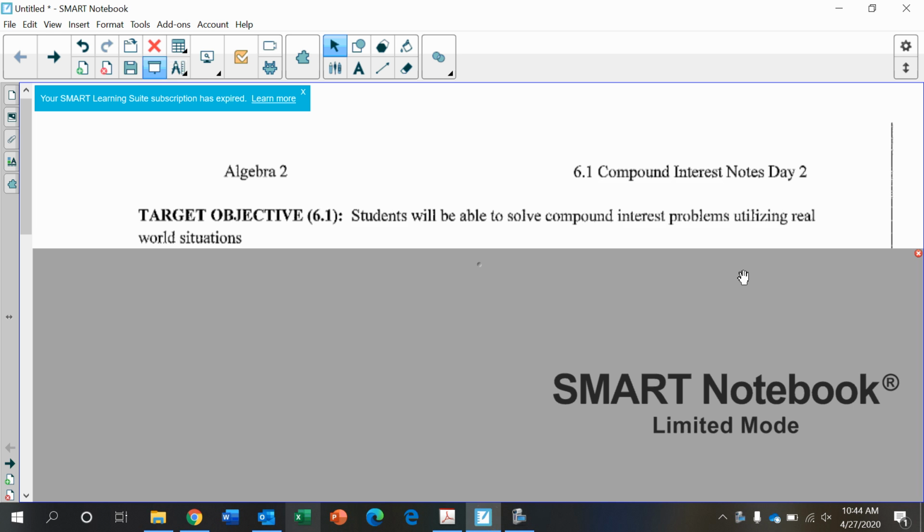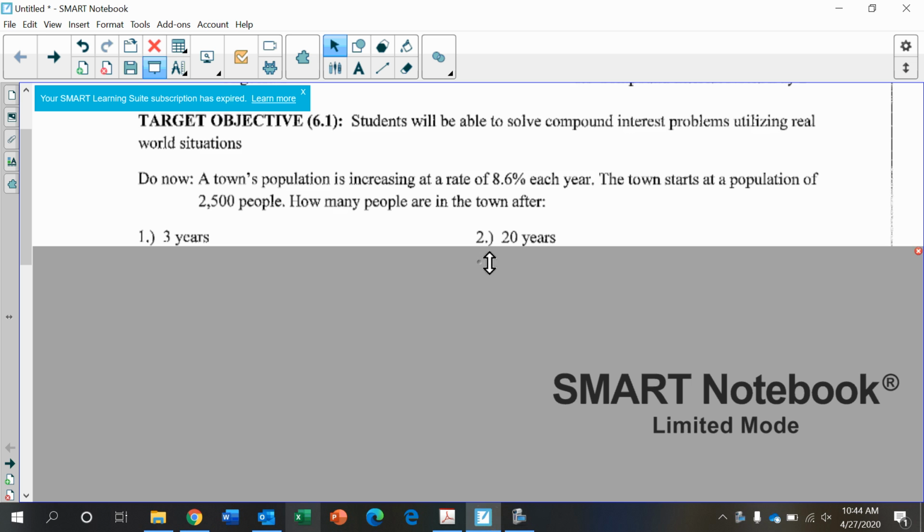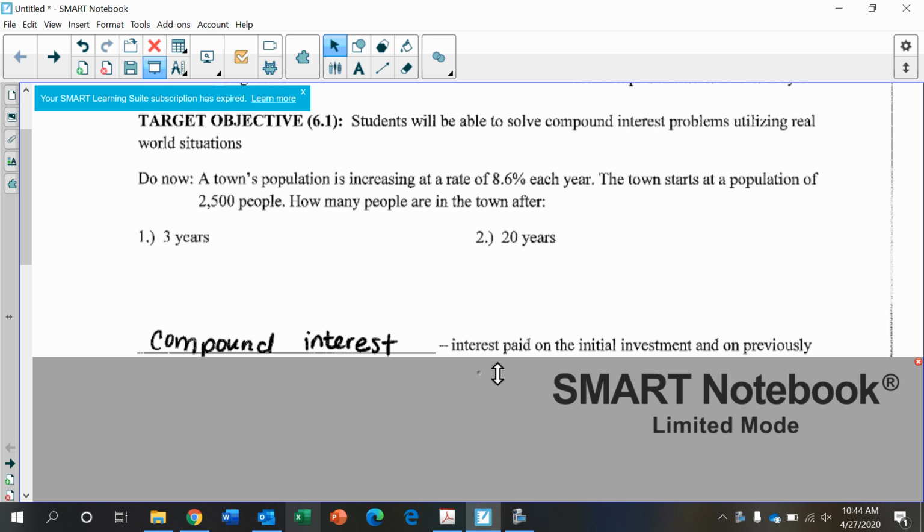Today what we're doing is we are just going to continue using the exponential function. So we're just going to use a different equation. This is the compound interest equation. It's a little bit different, but not too bad. Kind of like exponential growth and decay. You're just adding one more step. Okay. So again, we're going to skip the do now because we don't need to do it.